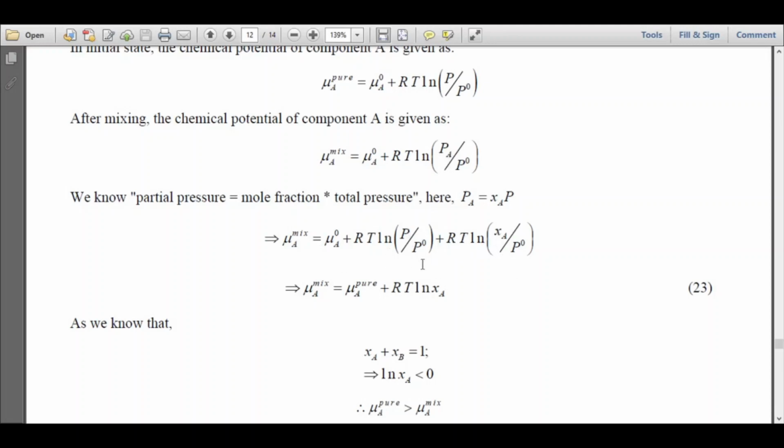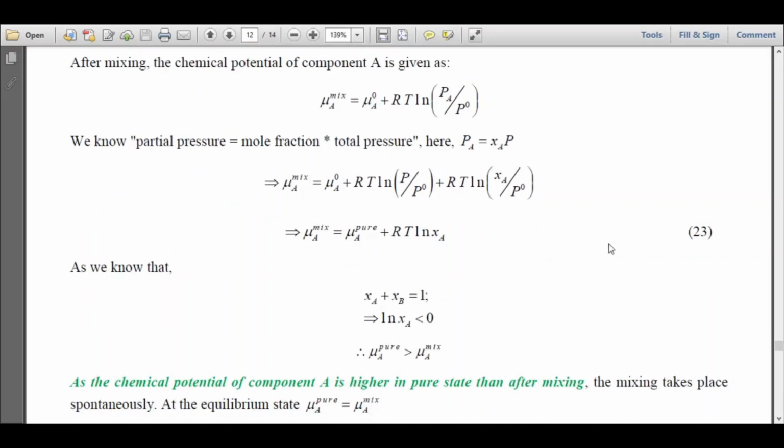Now the first two terms, mu A0 plus RT ln P by P0, is nothing but the chemical potential of pure gas A. So if I substitute that, what will I get? I'll get the chemical potential of gas A in the mixed state is equal to the chemical potential of gas A in the pure state plus RT ln XA. Now this equation 23 is important.